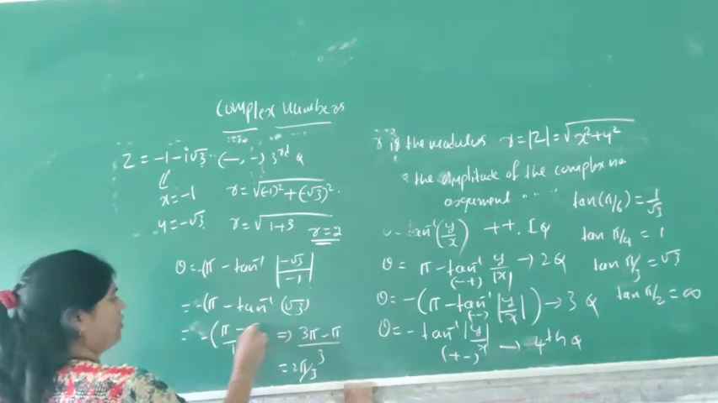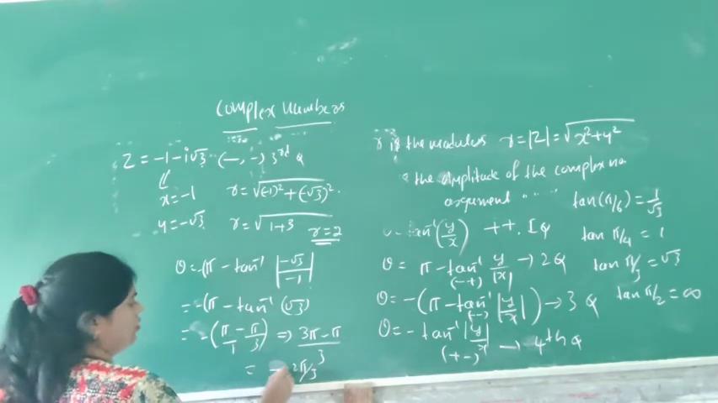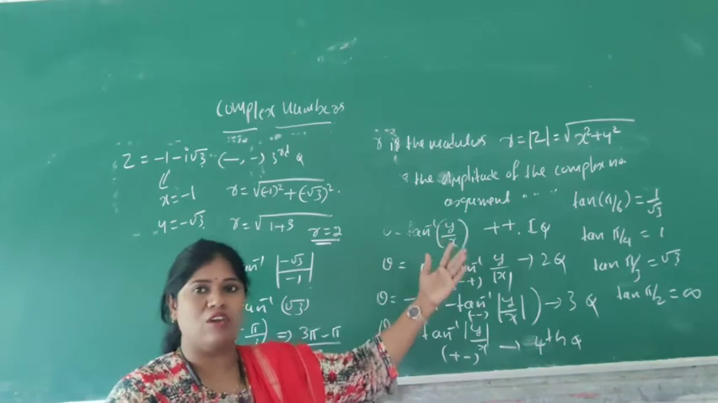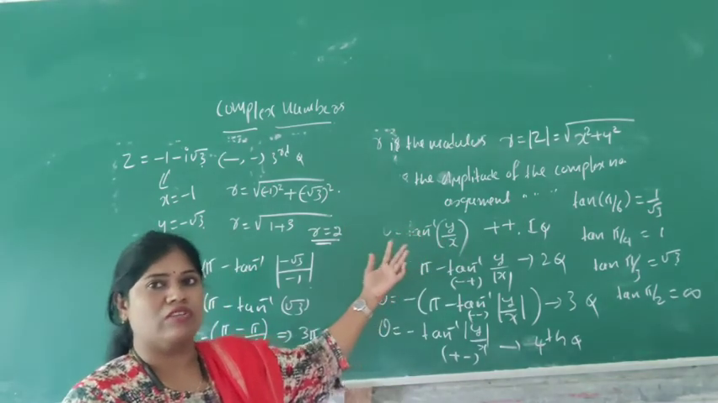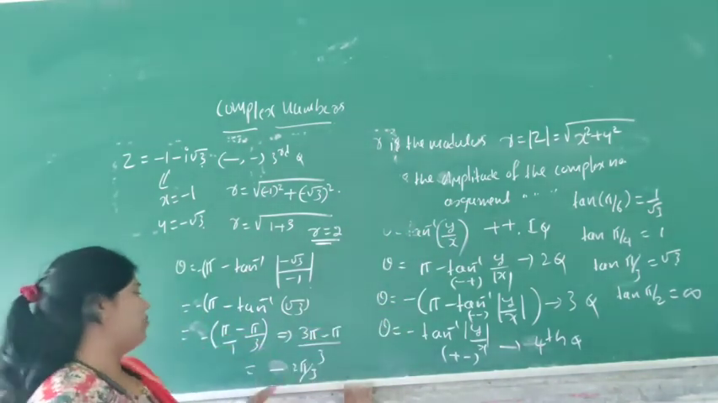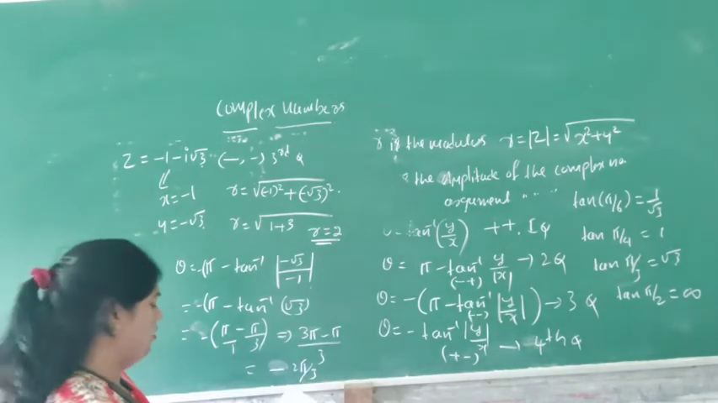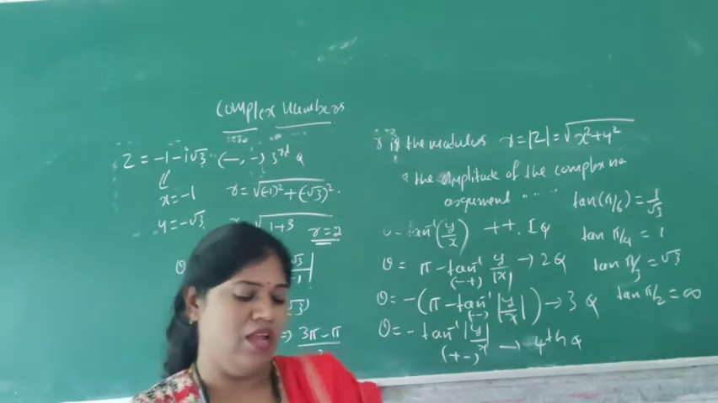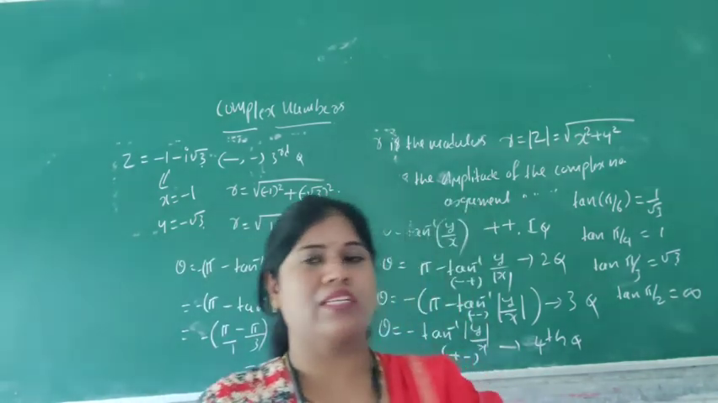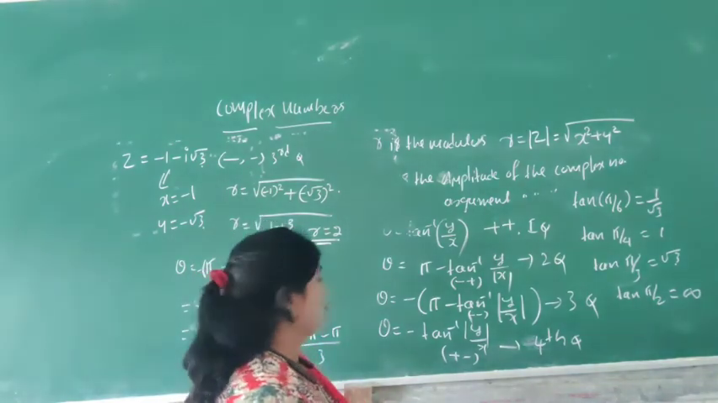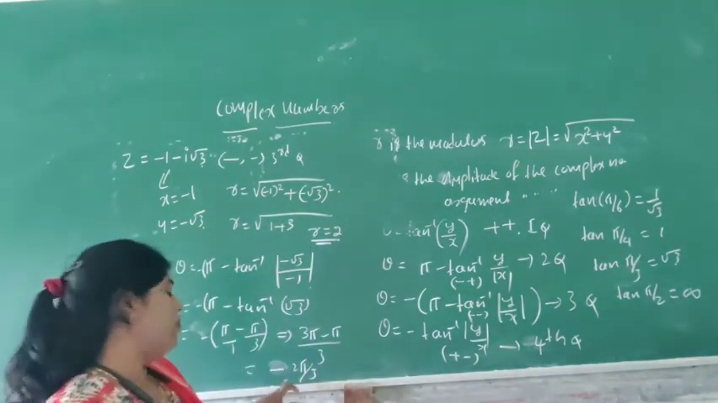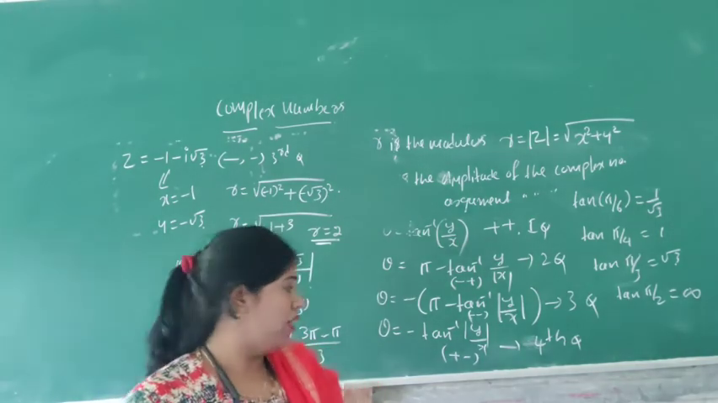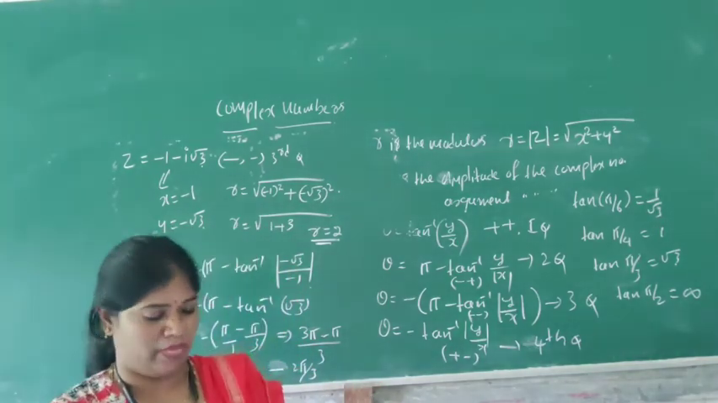So minus of this value, theta is equal to minus, because in the formula it is minus, because the x-axis is also minus, the y-axis is also negative, no? So minus of this minus is minus 2 pi by 3. Okay. So we have to substitute in z is equal to r of cos theta plus i sin theta. We will get the result. That is z is equal to 2 of cos of minus 2 pi by 3 plus i sin of minus 2 pi by 3.